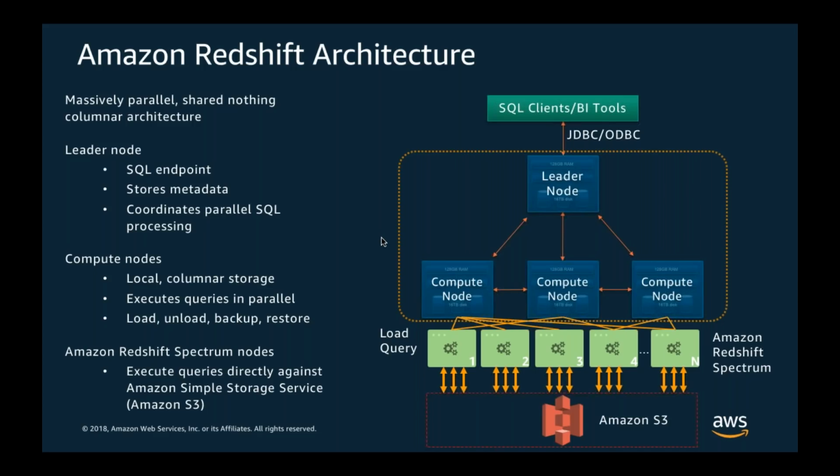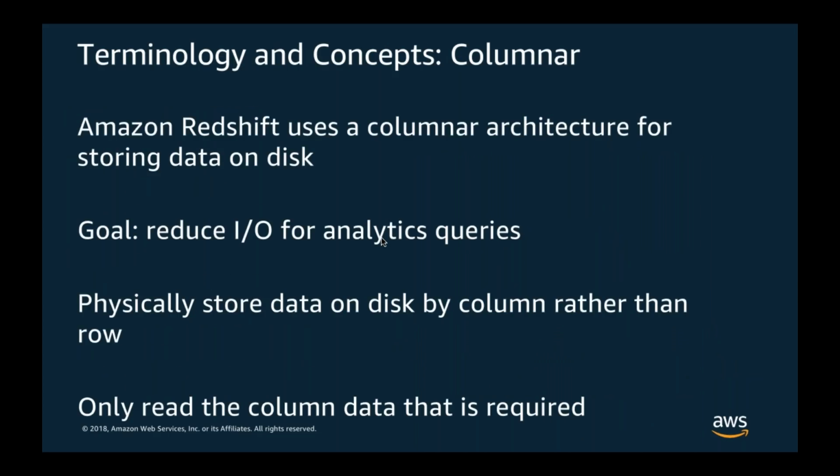Now let's dive a little deeper into some of the concepts, starting with one of the fundamental differences of Redshift. Like I said earlier, it is a relational database, but it's a columnar database. So it uses a columnar architecture when it stores the data on the underlying disk. The key goal of following a columnar architecture is essentially to reduce the IO operations for your queries.